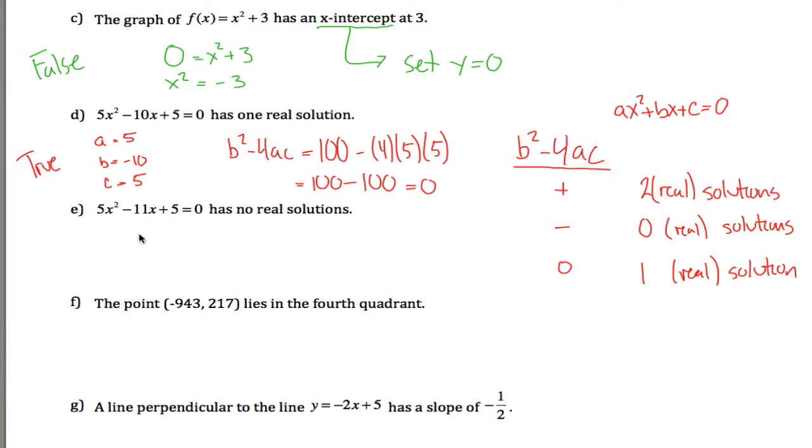Next question, same thing. Just making sure that if you got it right on the last one, it wasn't a fluke. A is 5, B is -11 this time, C is 5. So if I figure out b squared minus 4ac, it'll be pretty similar to up here, right? A and c are the same. The only difference is b is now -11. -11 squared is 121.